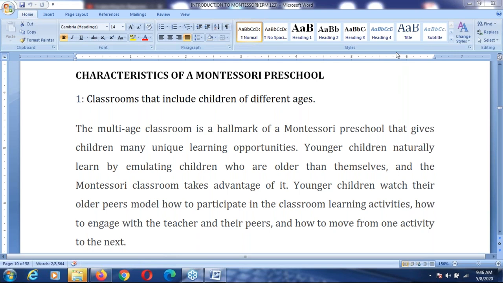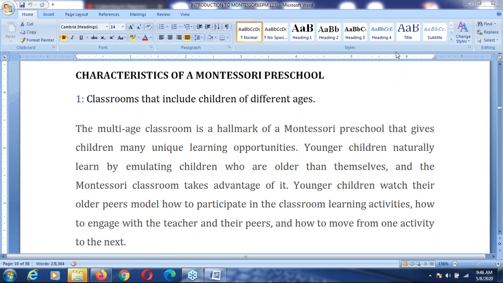Another one is number 4, an orderly classroom with prepared workstations. In the Montessori classroom, each teacher prepares a wide range of learning activities before the children arrive.